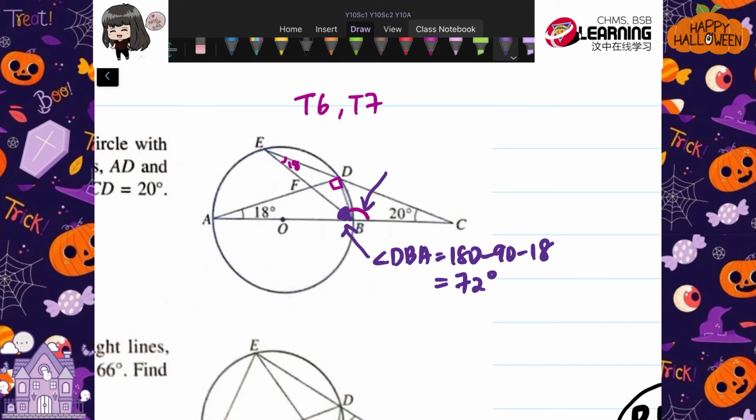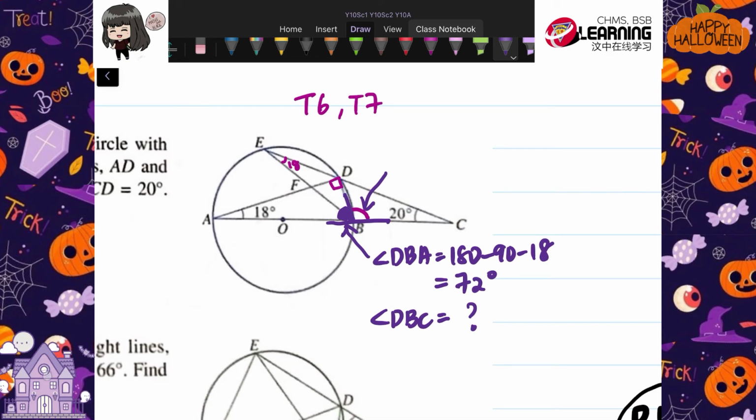So you can find angle DBC. Angle DBC, you can find it on your own. Okay, do it yourself. This is a straight line. So if this straight line is 180, you minus the one that you found already, DBA, to find DBC. It's a straight line here, dividing into these two angles over here. So DBC you can find yourself.